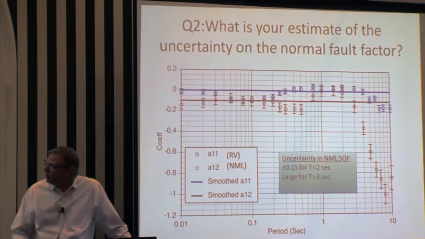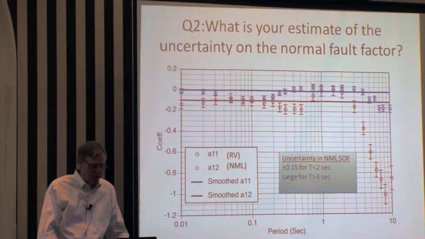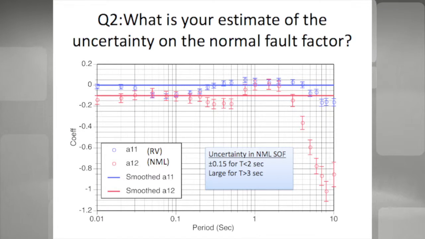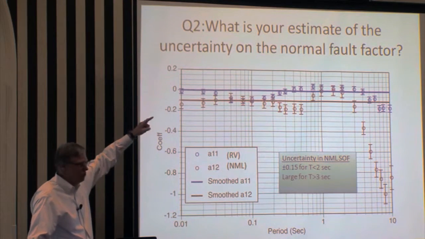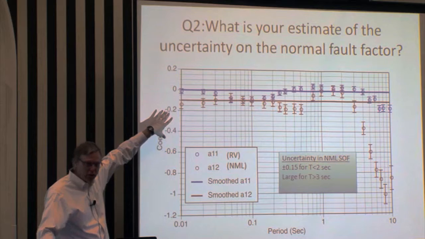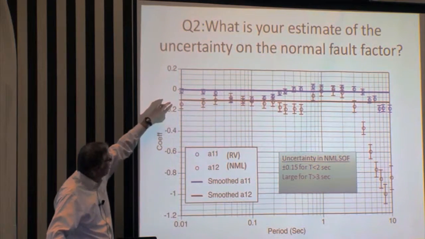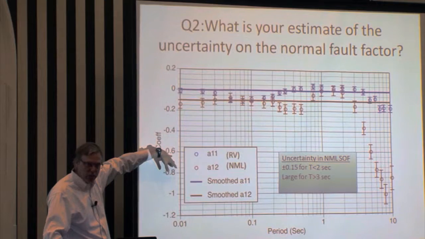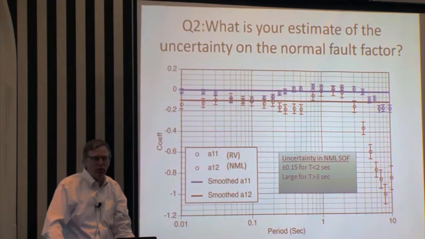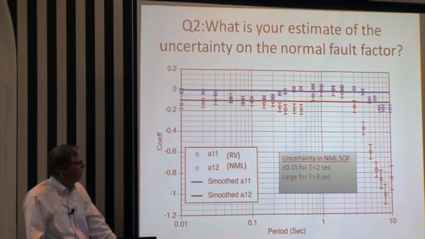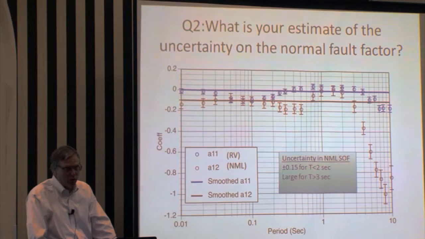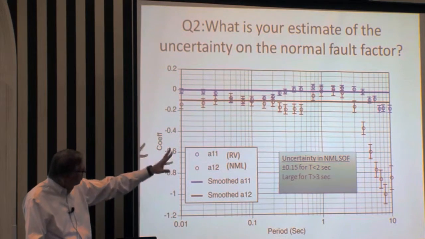So then the question is uncertainty in the normal style of faulting factor. I'll show two plots for this. For our model, the A12, shown by the red symbols here, is our normal style of faulting factor. So 0 would be no factor. These are in natural log units, Ralph, not log 10s. So 0.7 is a factor of 2, and 0.2 is about 25%. The points there, as a function of period, show just the statistical uncertainty in the estimate of the coefficient, and you can see how that changes with period.